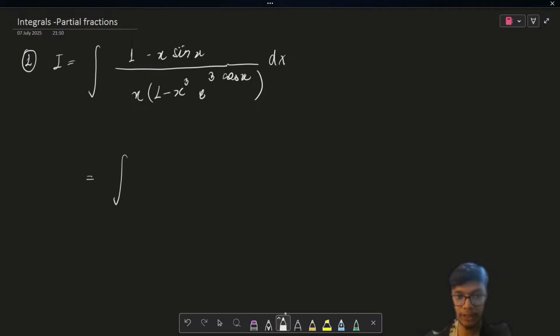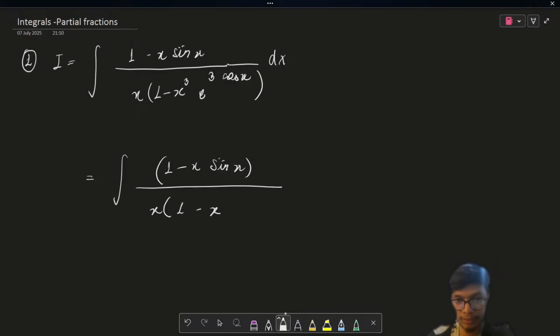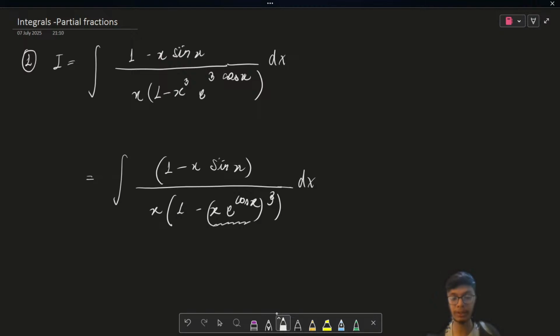So what you can do, you can try to simplify and write this as (1 minus x) times sine x divided by x times (1 minus x e to the power cos x) whole cube of it, right? And then dx over here. So this is what the integral will look like, right? Now, if you just try to understand this particular term, that is x into e to the power cos x.